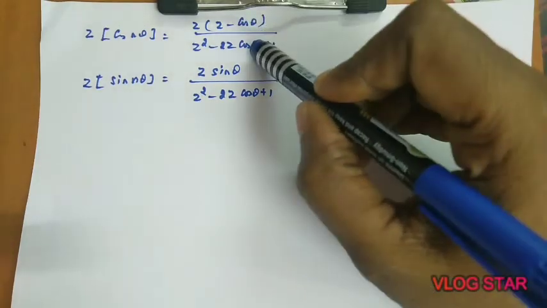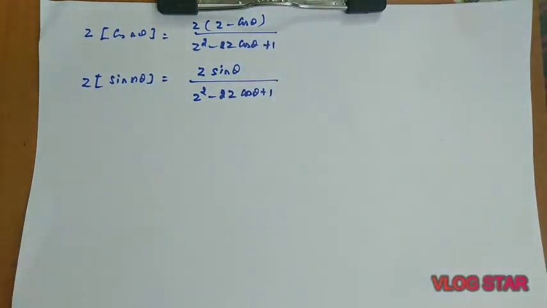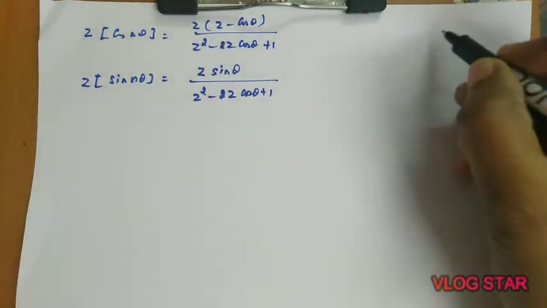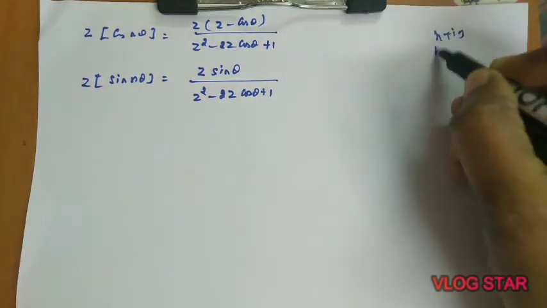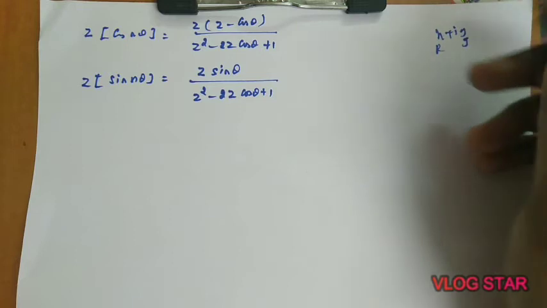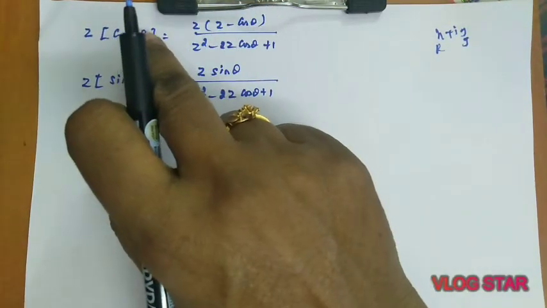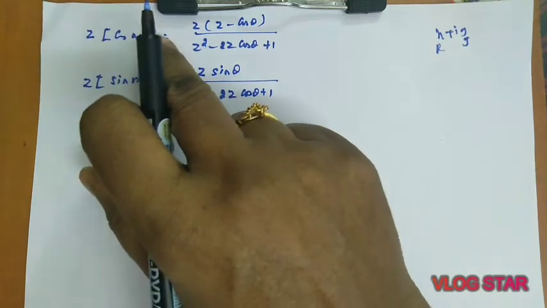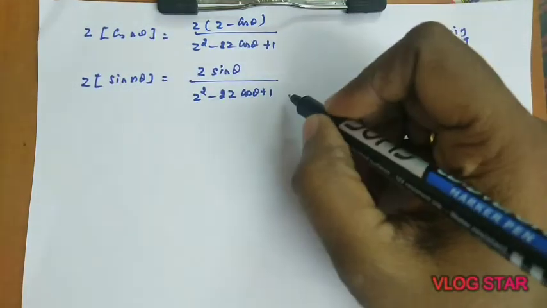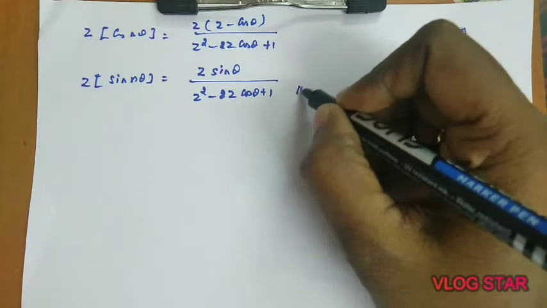Without i, for example x plus iy, that means x is the real part and y is the imaginary part. That's why we are comparing the real and imaginary parts. We can get the answer for the z transform of cos n theta and the z transform of sin n theta. This is the answer for the question.